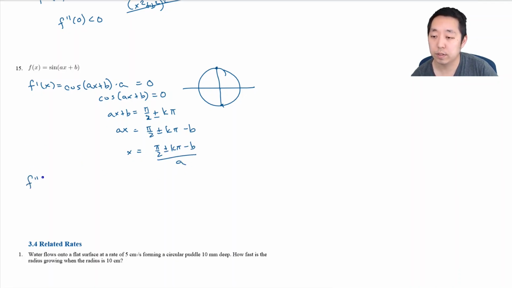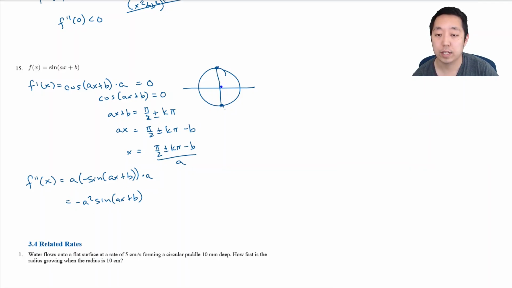And then the second derivative of this is equal to the derivative of this. I leave the a out in front, and this would be derivative of cosine is negative sine of ax plus b. But because of the cosine, this inside's not x, I gotta multiply by the derivative of the inside, which is a. So this is negative a squared sine of ax plus b. And another way to think of it is that the ax plus b had to be these points here, right? And so when I do the sine of ax plus b, sometimes they're positive, sometimes they're negative, right?